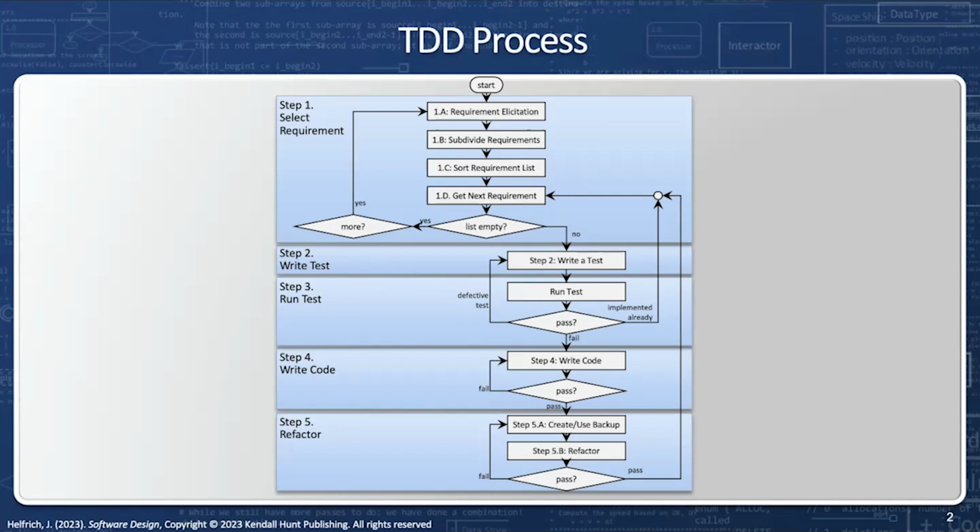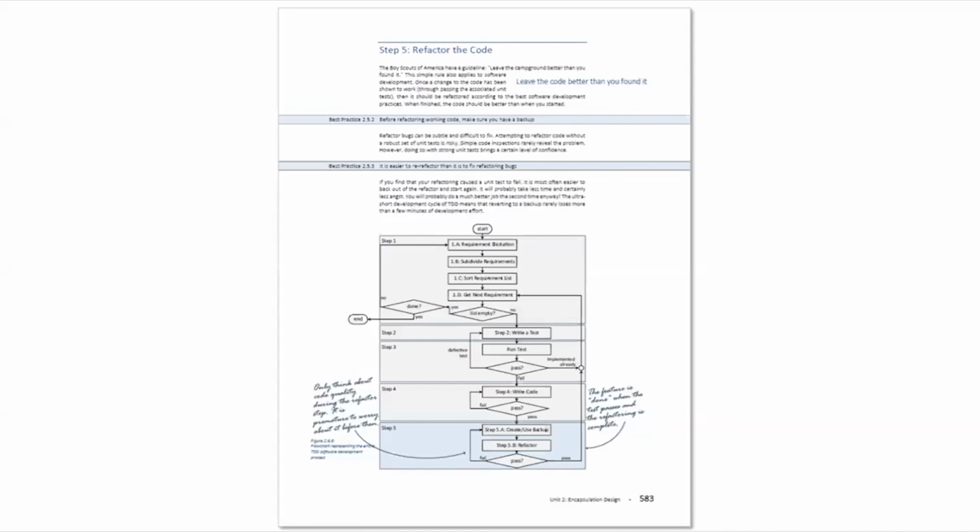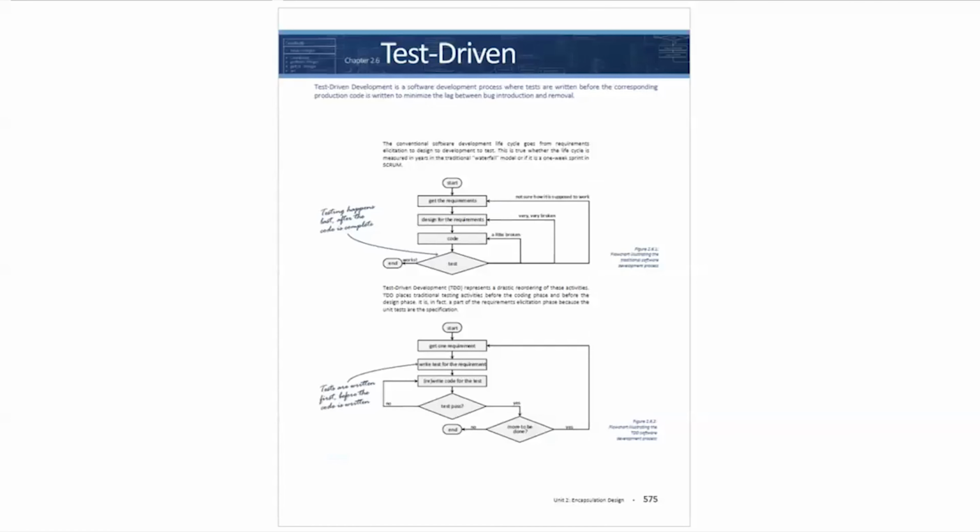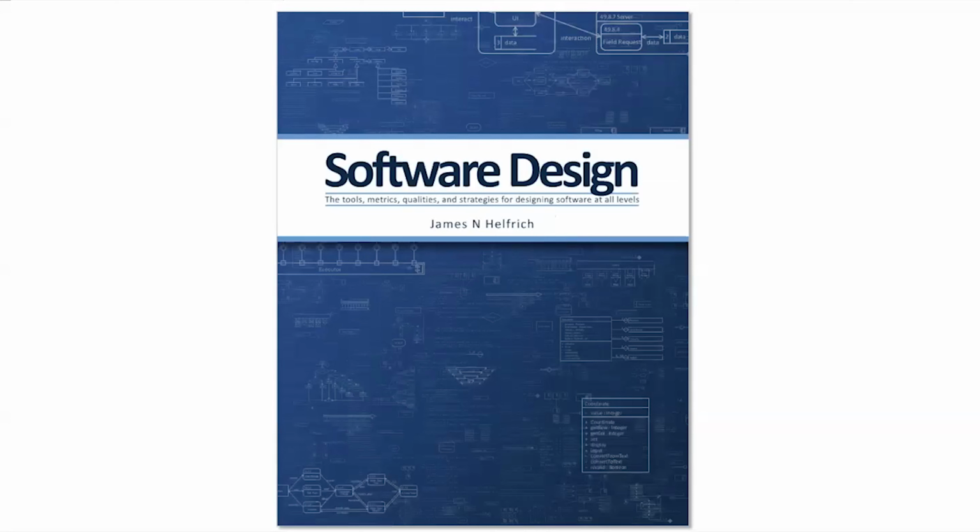But sometimes that last iteration worked and there are no more requirements to be had. That means every requirement we know about has been implemented and tested. We have 100% code coverage. All the code is high quality and all the functionality is there. At that point in time, and only at that point in time, are we finished. We can learn more about the test-driven development process in the test-driven chapter of the software design textbook.